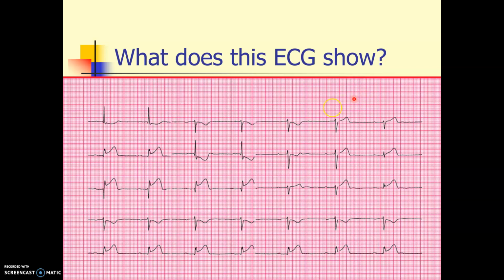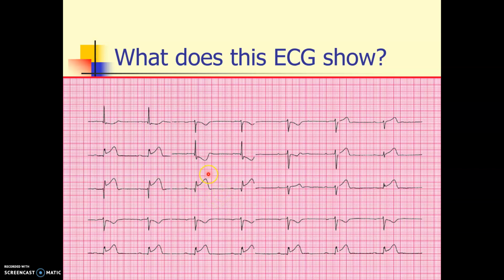Well, in this one, you can clearly see ST elevation in lead 2, lead 3, and aVF. Remember, this is aVR, aVL, and aVF. So let's think about that. Leads 2, 3, and aVF. Which leads do these represent?